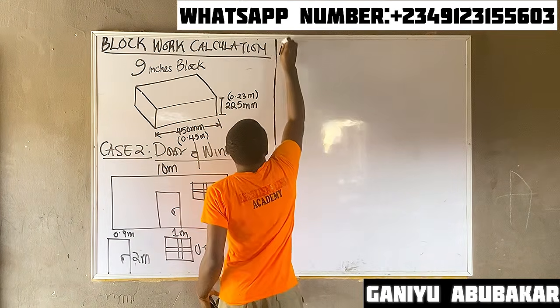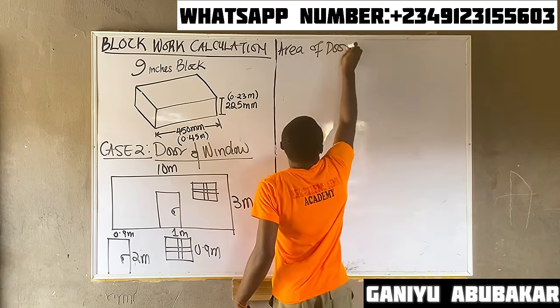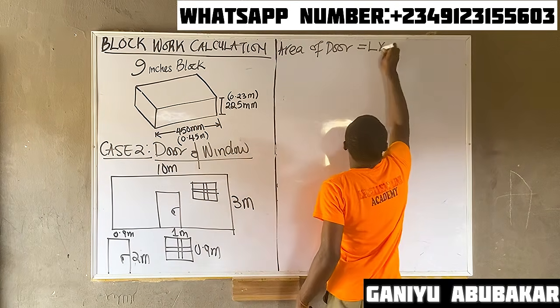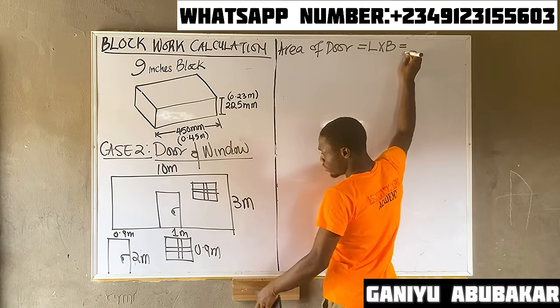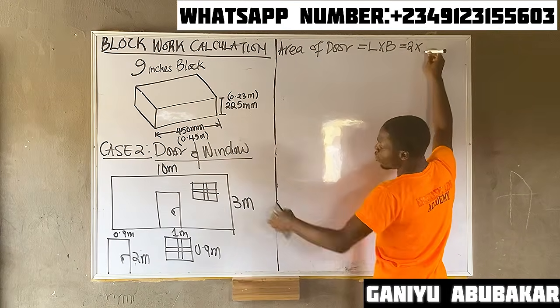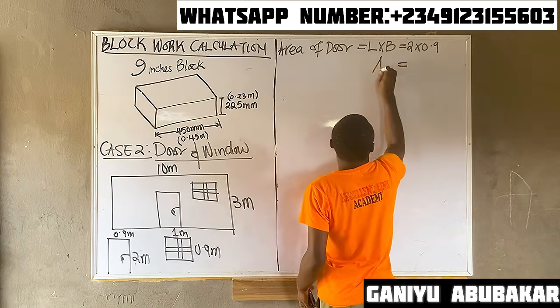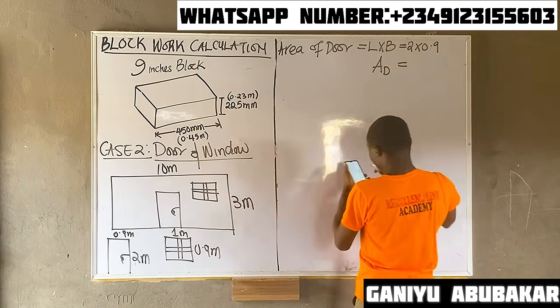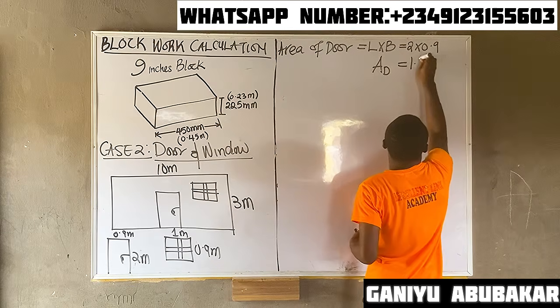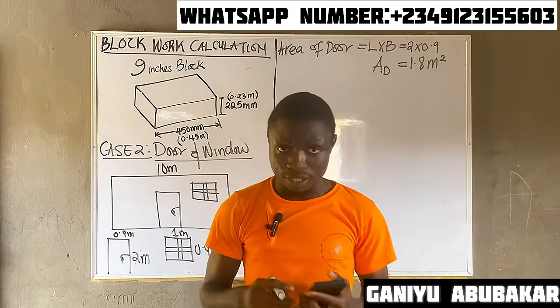My very first step is to get the area of door. It's easy: length times breadth of the door. What's the length of the door? That of course is 2 meters times breadth of the door 0.9. This gives area of door equal to 1.8 meter square. Area of door is gotten.